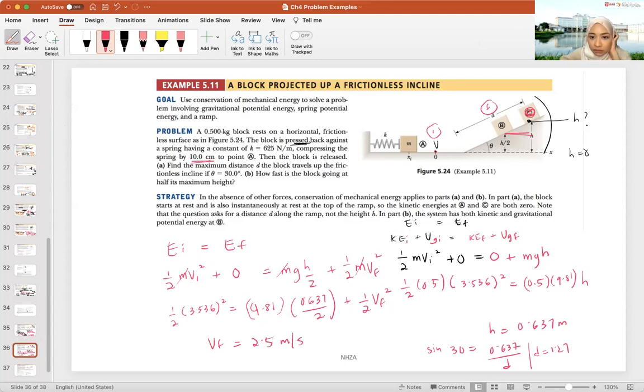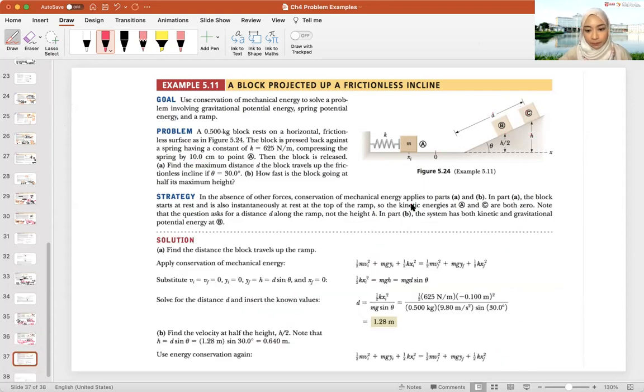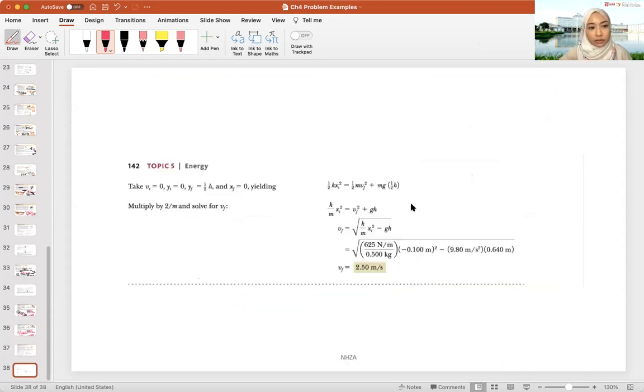So from here, our v initial is 3.536, at this point 2.5, and at C it is zero. So it keeps decreasing. Yay, so we solved it.